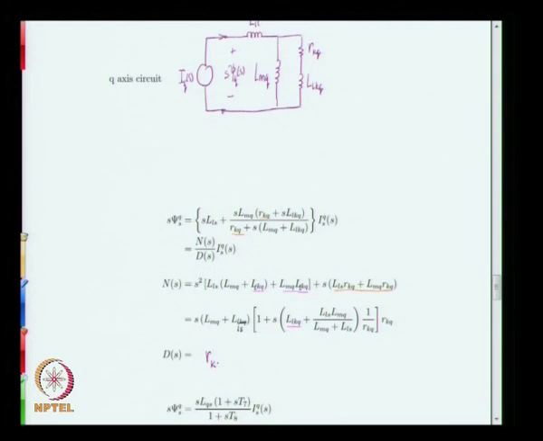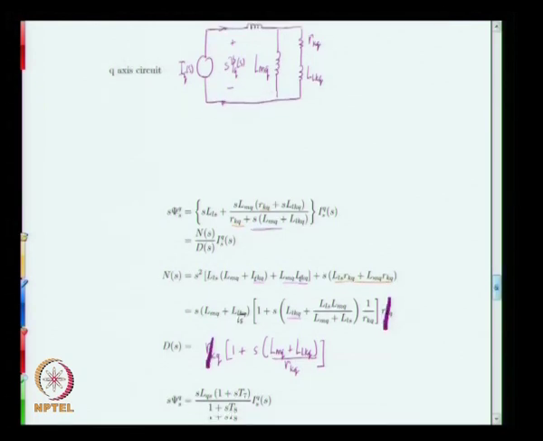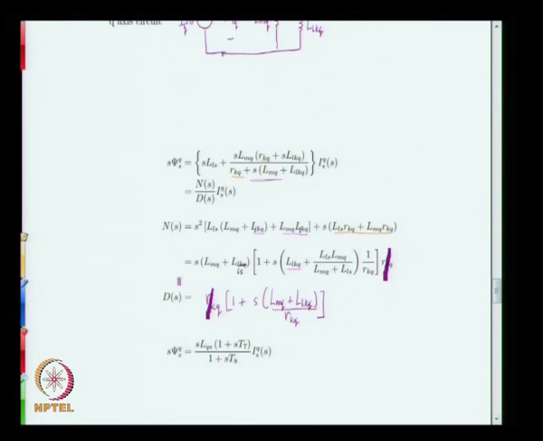Denominator can be written as RKQ into 1 plus S times LMQ plus LLKQ divided by RKQ. This is your denominator, which comes straight away from the expression here. So, now we have an expression for numerator and denominator, both have an RKQ that is taken common outside. So, this RKQ cancels with that RKQ, and therefore, what we are left with is S times LQ of S.